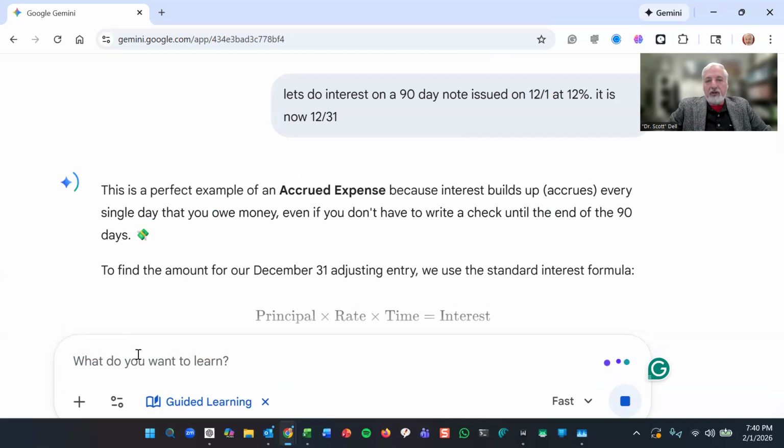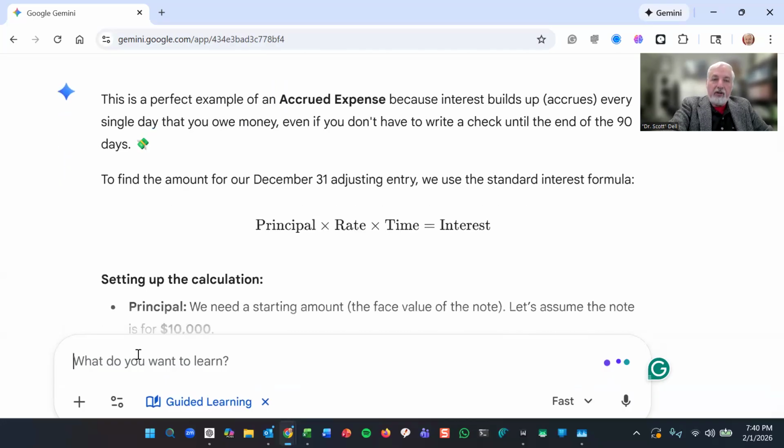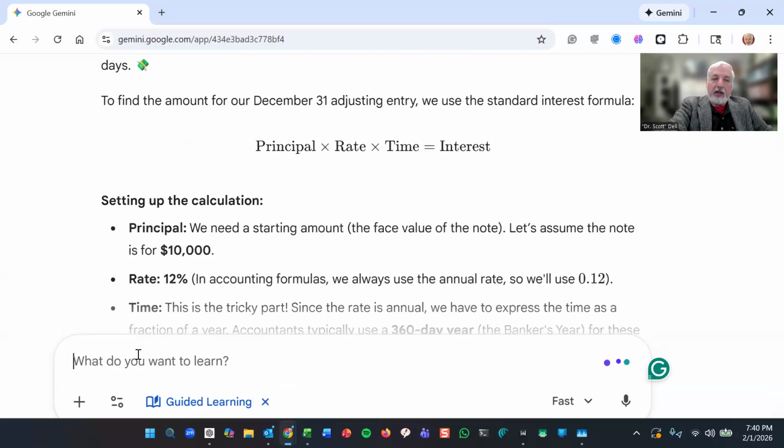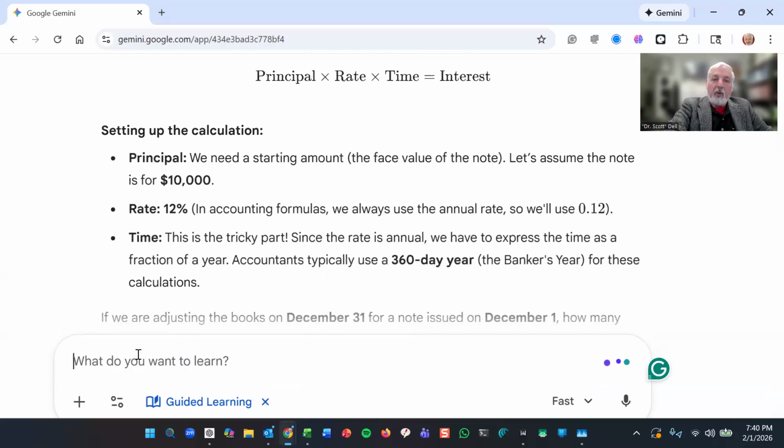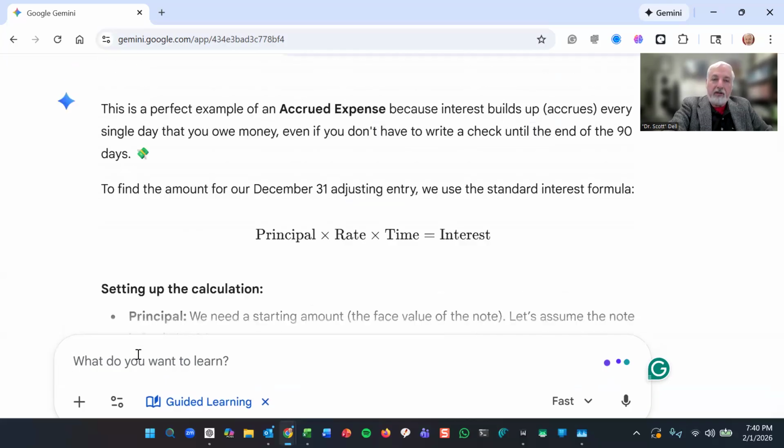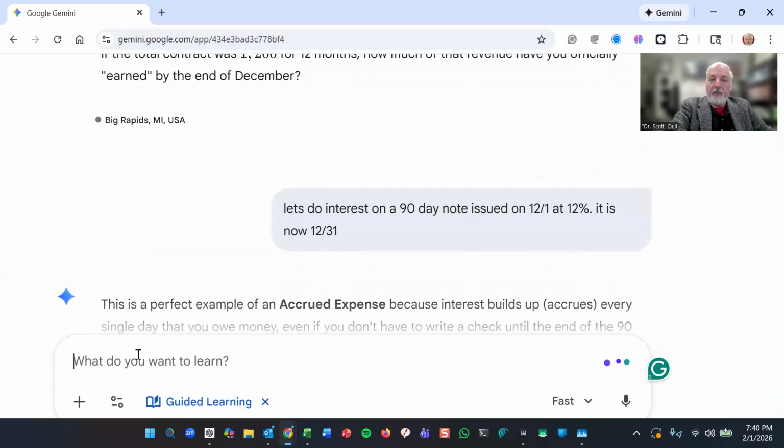Perfect. Accrued expenses, because interest builds up, accrues every single day that you owe money, even if you don't write a check until the end of the 90 days. Principal times rate times time. Now, we have to be careful of the rate here. I said 12%, didn't I?